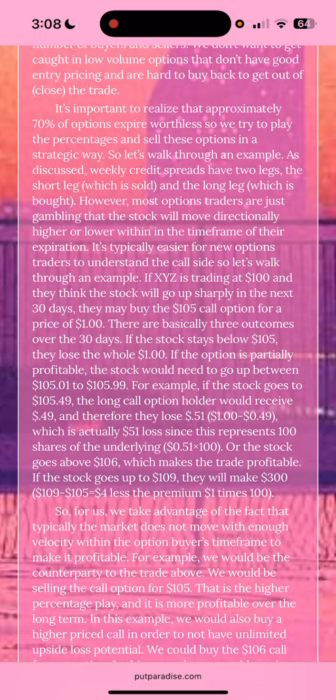If the option is partially profitable, the stock would need to go up between 105 and 105.99. So let's say the stock goes up to 105.49. The long call option would receive that 49 cents as a profit. However, they paid $1, so you have to subtract out what they paid. So 49 cents minus what they paid is actually a 51 cent, or $51, loss. So if that stock were to close at 105.49, they would actually lose $51.